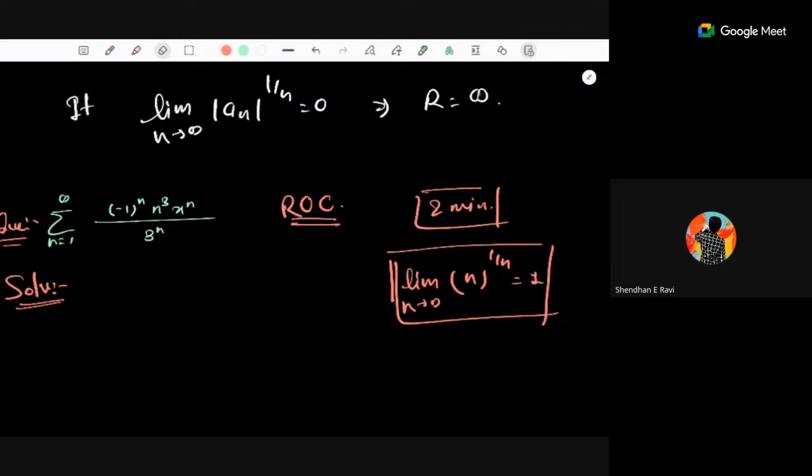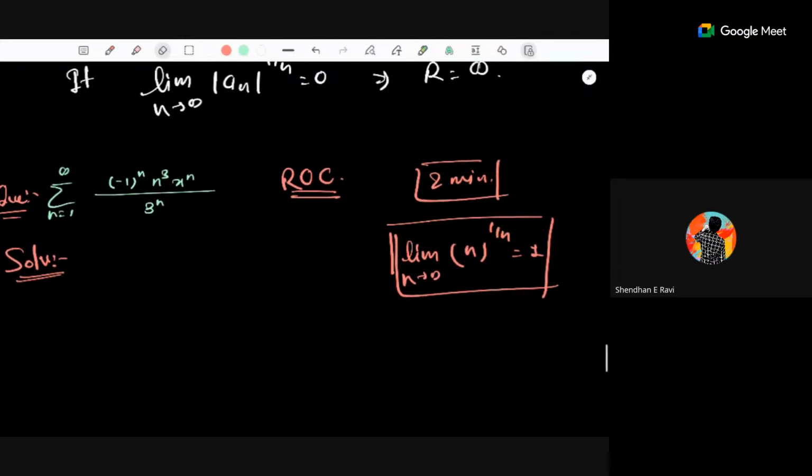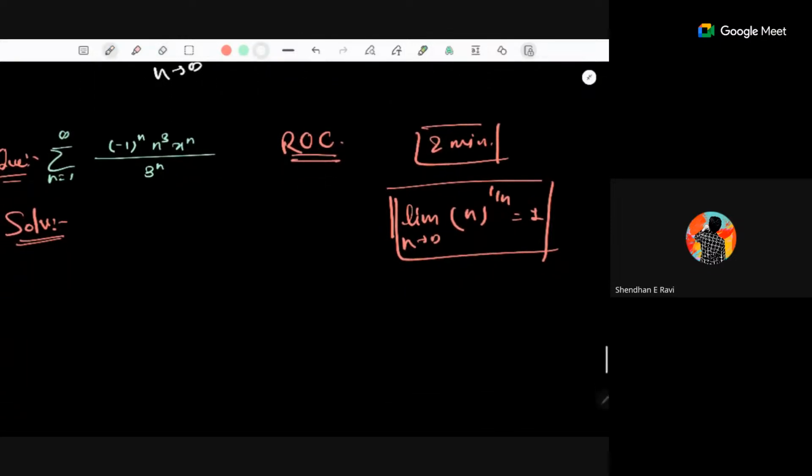Okay. So let's see how we can solve it. So we have to apply the root test. That means we need to find the limit as n tends to infinity of the modulus of a n to the power 1 by n. What is this? Okay. So first of all, figure out what is a n.